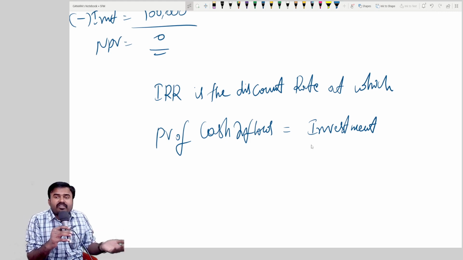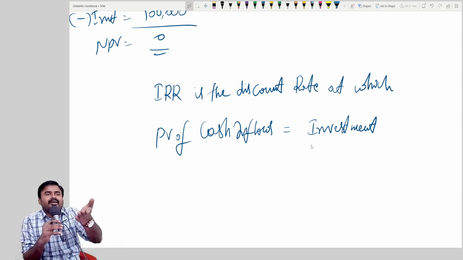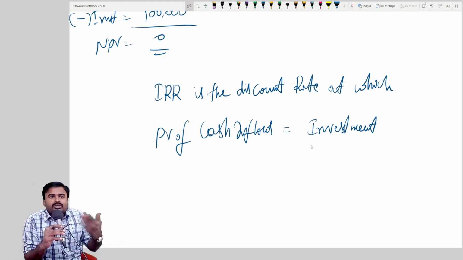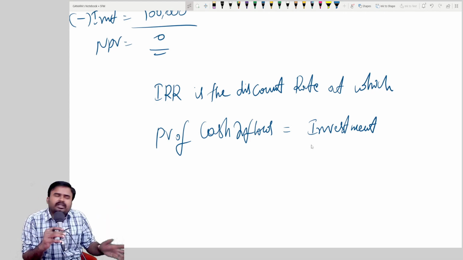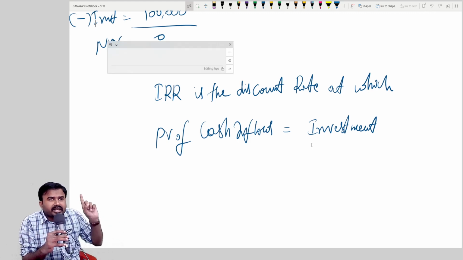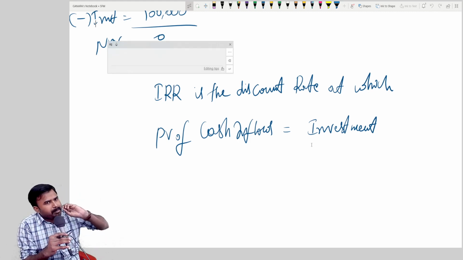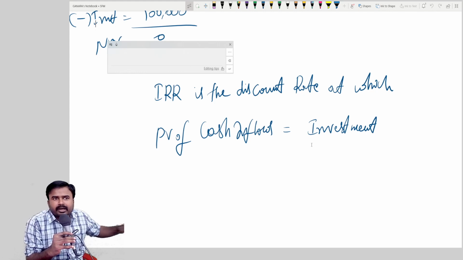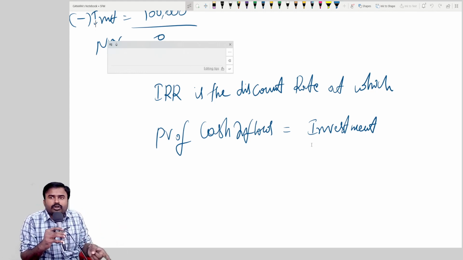If at all your present value of cash inflows is not equal to investment, that rate is not your IRR. That rate is some other rate, right or wrong? That can be cost of capital or some other rate, right or wrong? So only by discounting the cash inflows at IRR, you can completely remove your complete rate of return. Then you'll get present value of inflow equal to my investment.